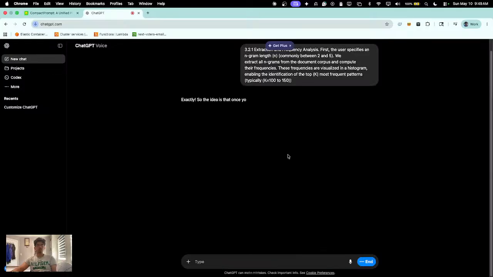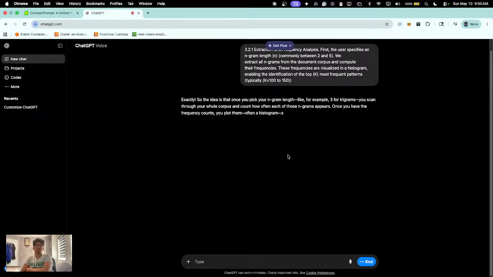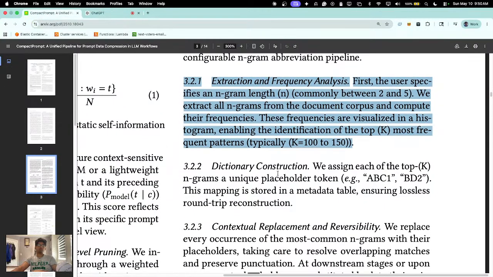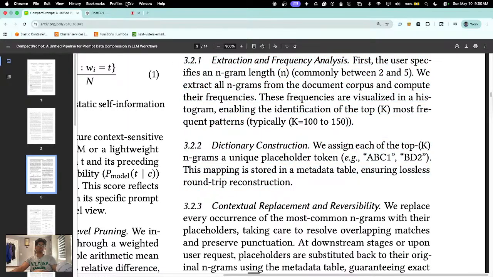Exactly. So the idea is that once you pick your n-gram length, like for example 3 for trigrams, you scan through your whole corpus and count how often each of those n-grams appears. Once you have the frequency counts, you plot them, often a histogram, so you can see which patterns pop up most often. And from there, you usually take the top K patterns, like you said, maybe the top 100 or 150, to focus on the most prominent ones. It's a super useful step for discovering common phrases or structures in your text.